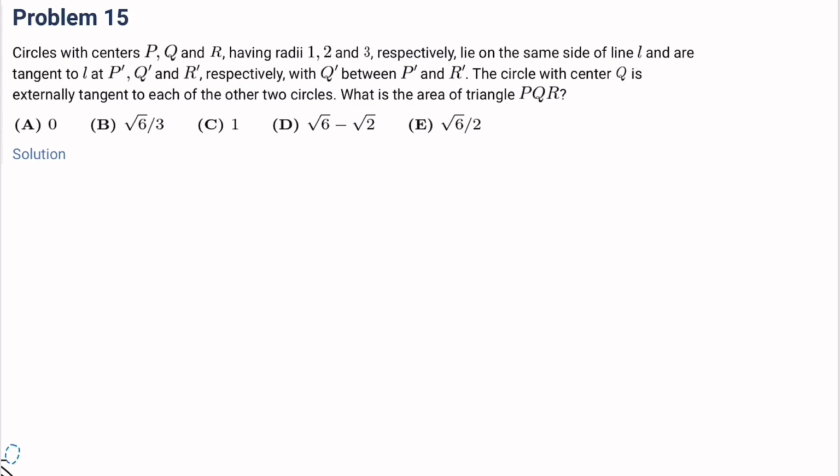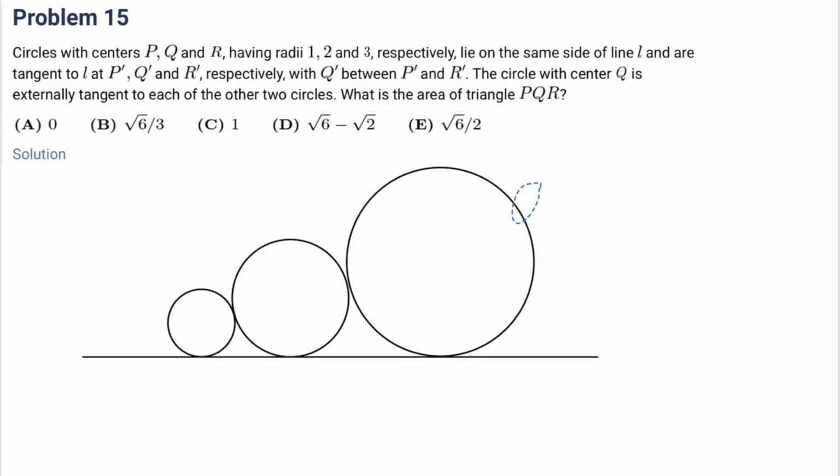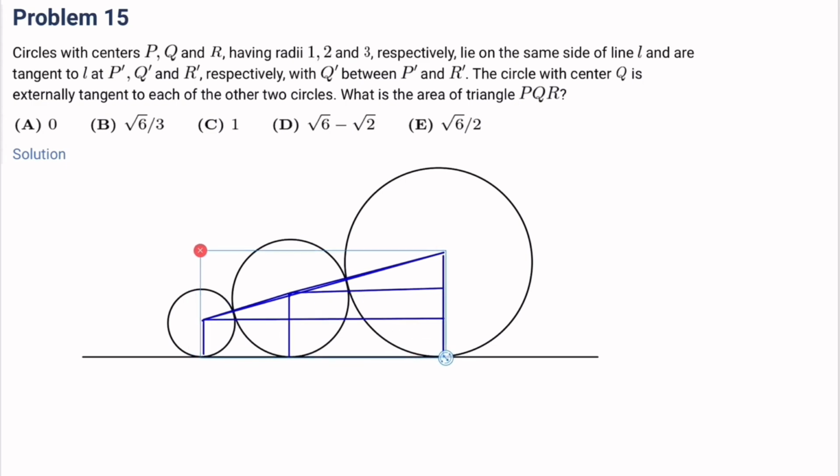So let's first draw this. We have a large line, then our small circle, then our medium-sized circle tangent like that, and our large circle tangent like that. Those are going to be P, Q, and R. If we draw lines between their centers, it's going to look something like that. This is P, this is Q, this is R, and this is P prime, Q prime, and R prime.